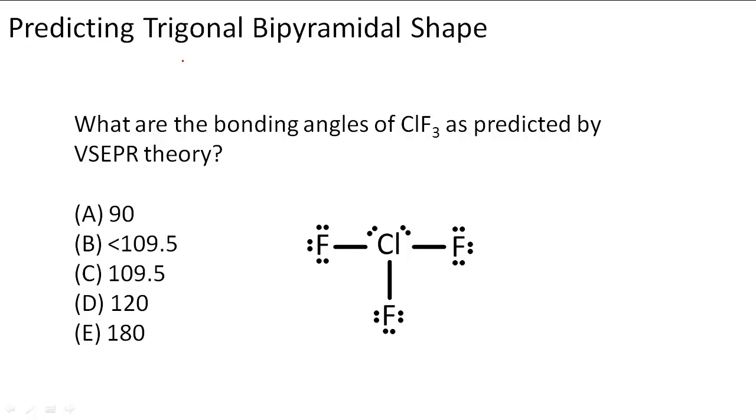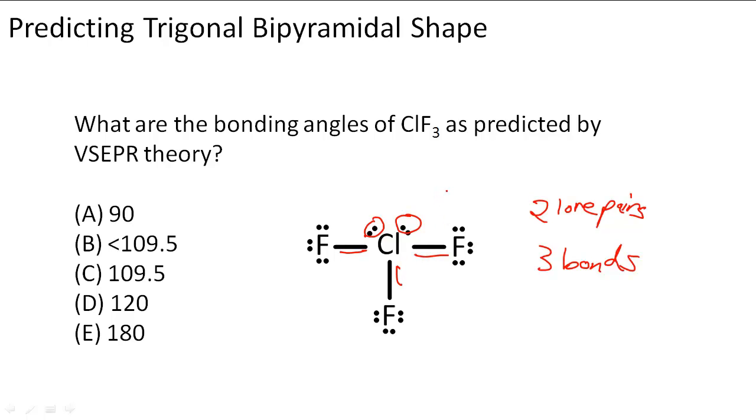Predicting trigonal bipyramidal shape. In this example problem, it says, what are the bonding angles for ClF3 as predicted by the VSEPR theory? So what we have to first notice is this has 3 bonds and 2 lone pairs. As we can see for ClF3, it has 2 lone pairs, this 1, 2, and bonds, 1, 2, and 3 bonds.